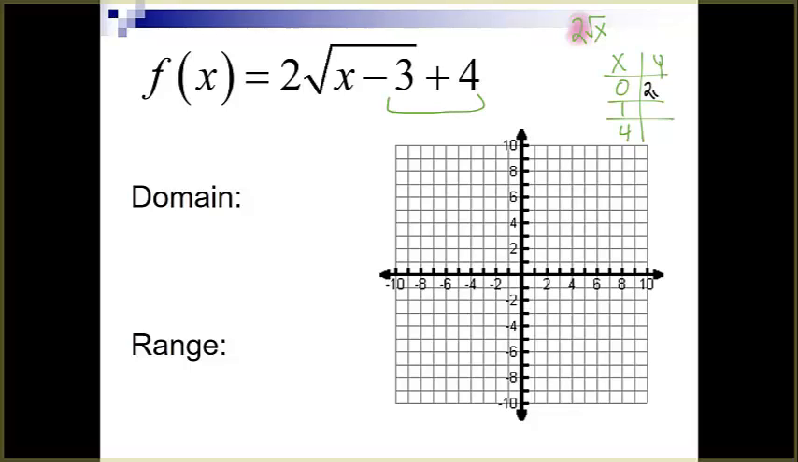you get 2 square root of 0, which is 0. 2 square root of 1, well, square root of 1 is 1, times 2 is 2. 2 square root of 4, well, what square root of 4 is 2? 2 times 2 is 4. So I'm going to plot these points. I have 0, 0, I have 1, 2, and I have 4, 4.